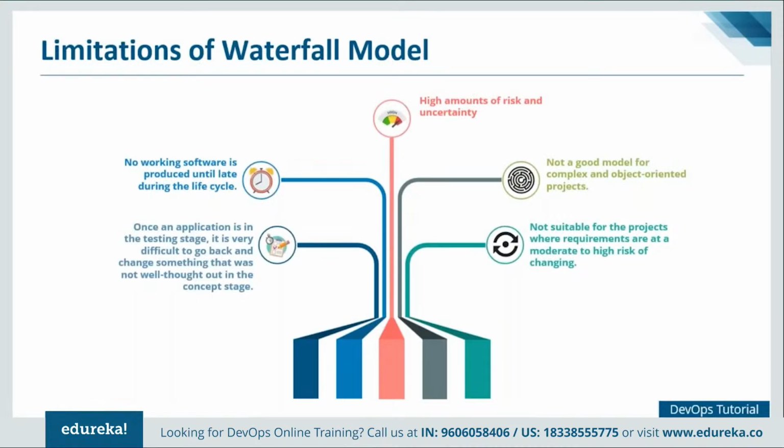And imagine if you have upgraded some software stack in your production environment and that led to the failure of your application. Now, to go back to the previous stable version used to also take a lot of time. Now, it is not a good model for complex and object-oriented projects, and it is not suitable for the projects where requirements are at a moderate to high risk of changing. So what I mean by that, suppose your client has given you a requirement for a web application today. Now, you have taken your own sweet time and you are in a condition to release the application, say, after 1 year.